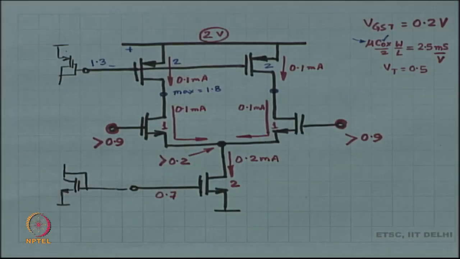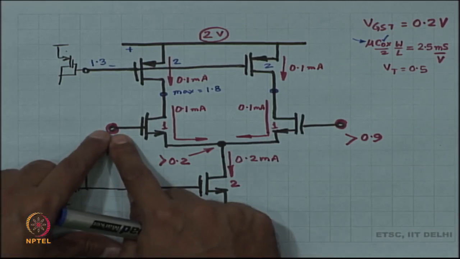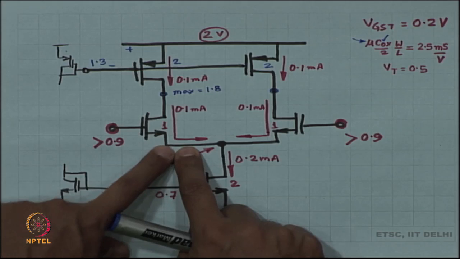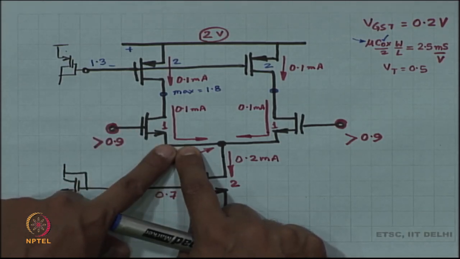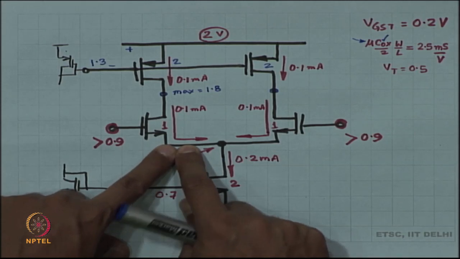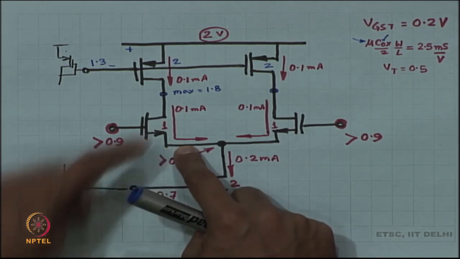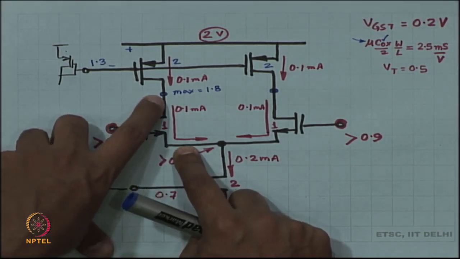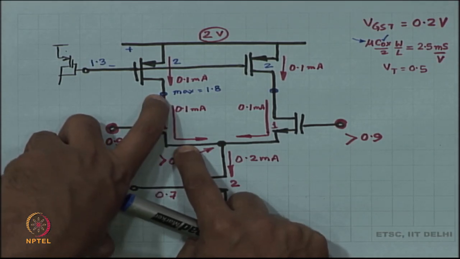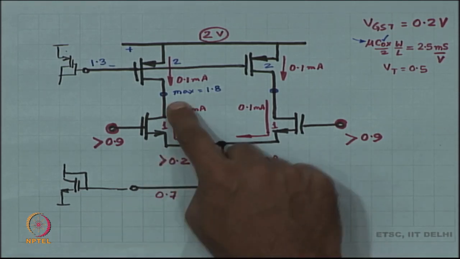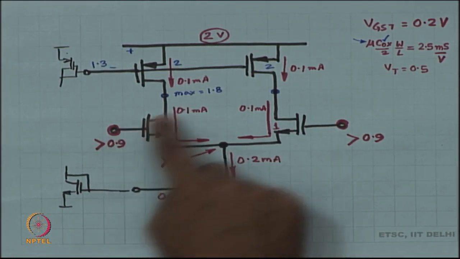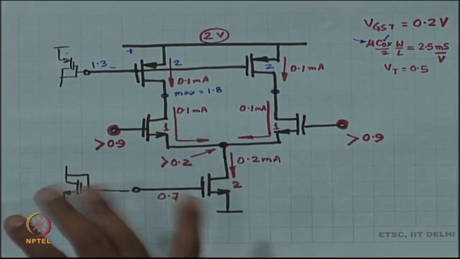Suppose this input is 1.5 volts. If the input is 1.5, then what is going to be the voltage at the source? 1.5 minus 0.7. So, 0.8 at the source. Now, if the source is 0.8, then the lowest voltage at the drain is 1, which happens to be gate minus 0.5, gate minus VT.